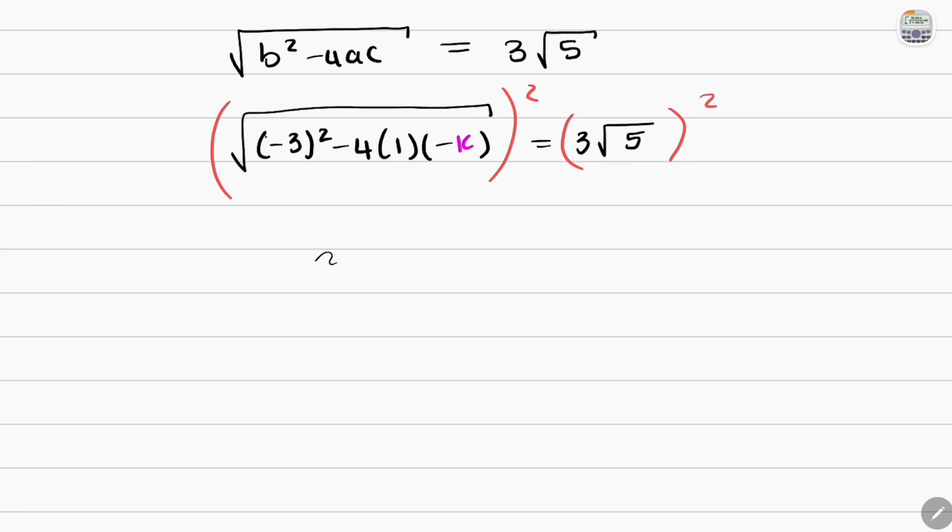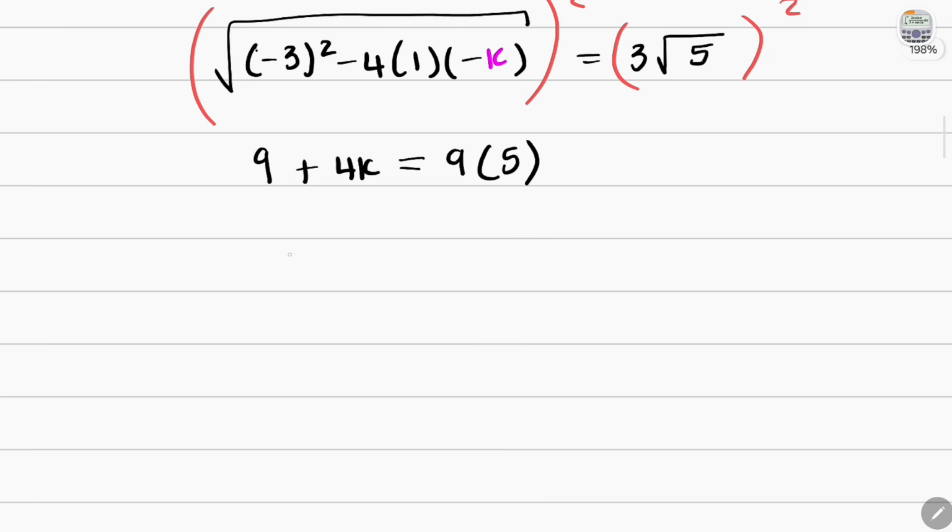So negative 3 gets squared and becomes 9. And then this is negative 4 times 1, which is negative 4, multiplied by negative k, which gives us positive 4k. And then this gets squared. So the 3 gets squared to become 9. The root 5 gets squared, and that breaks open, so it becomes positive 5. So it's still multiplying like it was here. They were multiplying, that's why they're next to each other. And so we can just say 9 plus 4k equals, that will become 45.